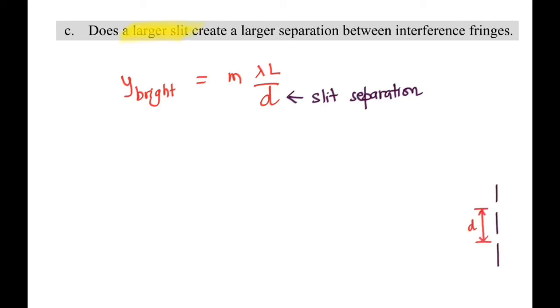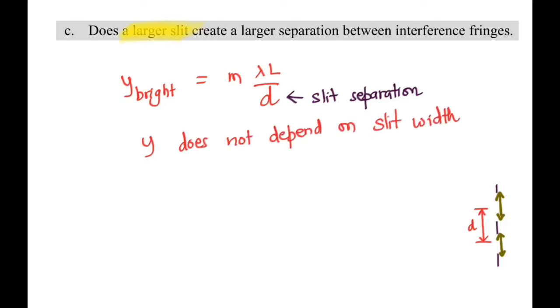So let's look at the diagram. In the diagram, we can see there are two slits and the distance between the two slits is d, which appears in the formula. But does that mean that we are having larger slits? Larger slits means you are going to increase the gap or increase the slit size, which does not change the slit separation. And therefore, we can see that y does not depend on the slit width, rather it depends on the slit separation. Therefore, our answer for part C will be no.